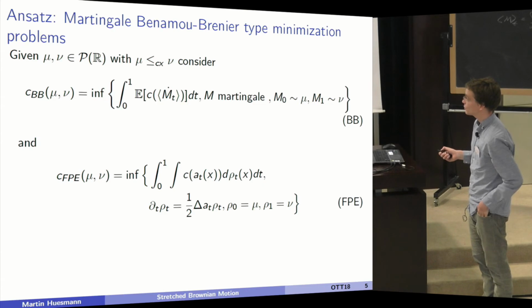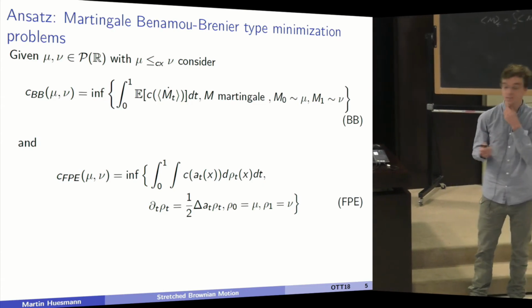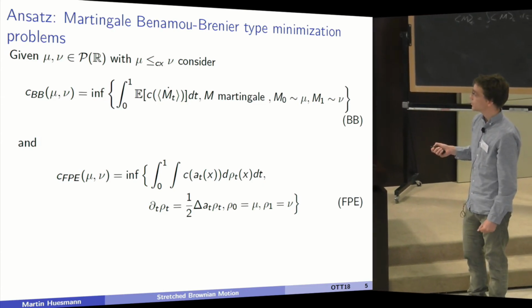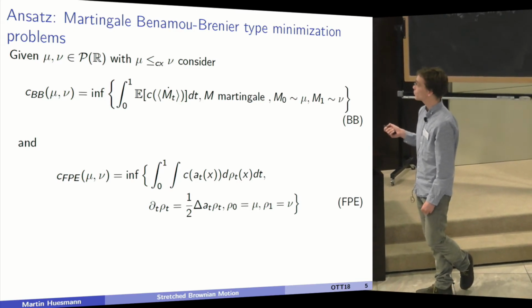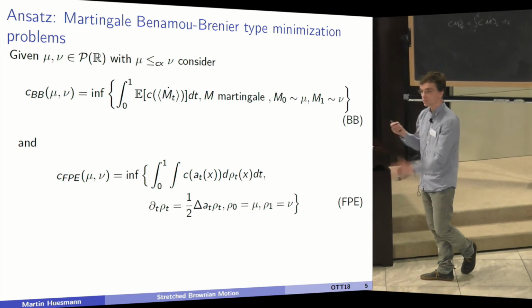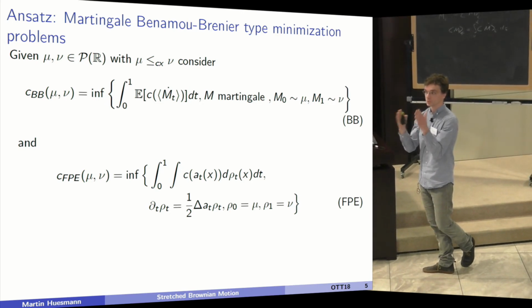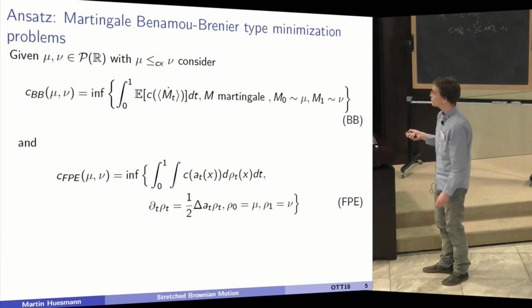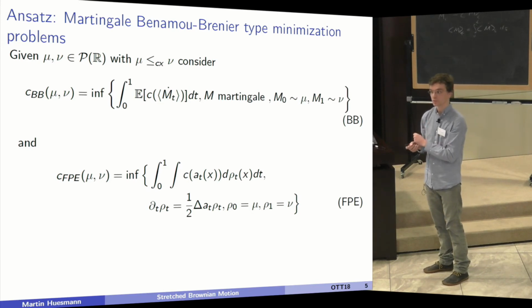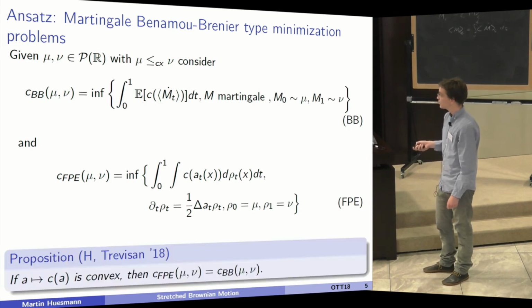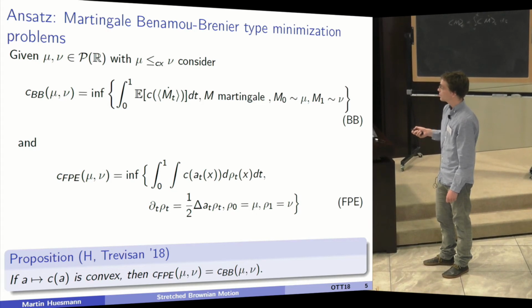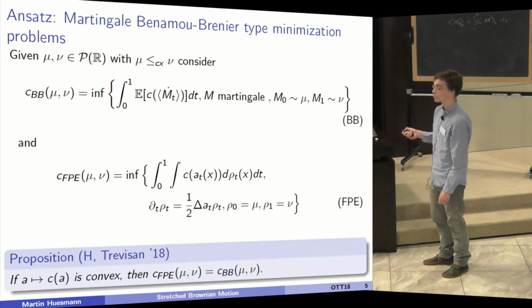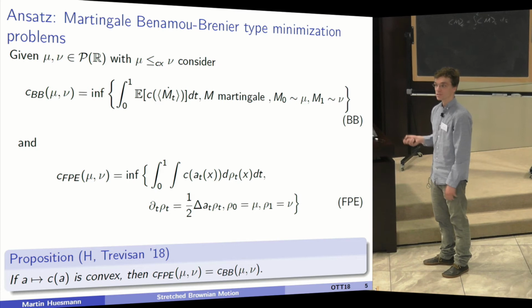And now I want to stress once more, and this is very similar to what Giovanni said yesterday. This here is really a complexity reduction compared to this problem, because here you really talk about processes which take into account correlations between different time instances, and here you only look at the evolution of measures. But nevertheless, if you assume that the cost function is convex, then at least the values of these two problems are really the same.